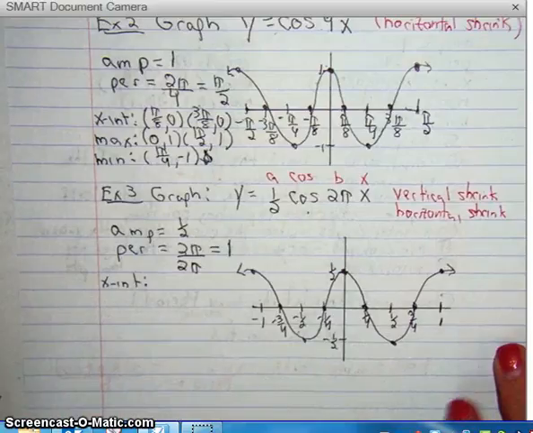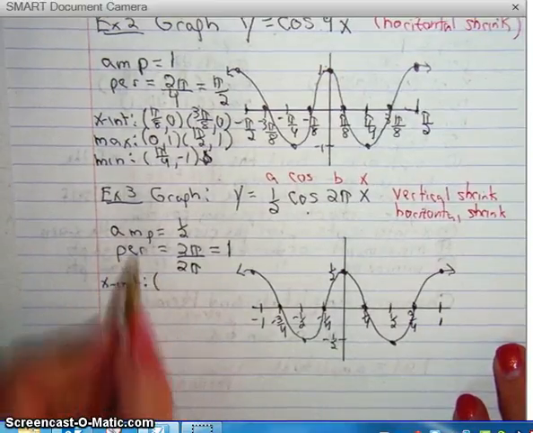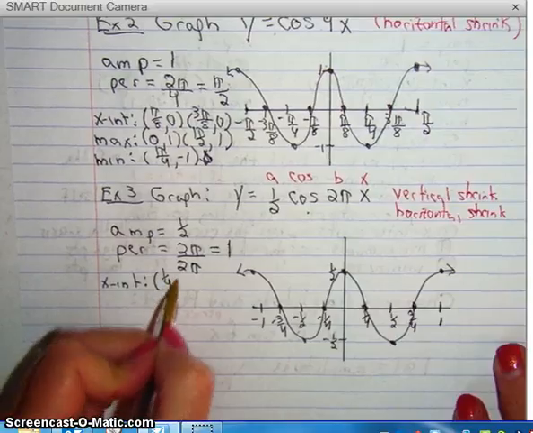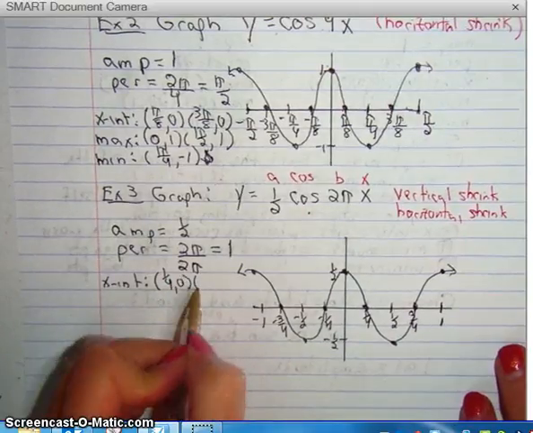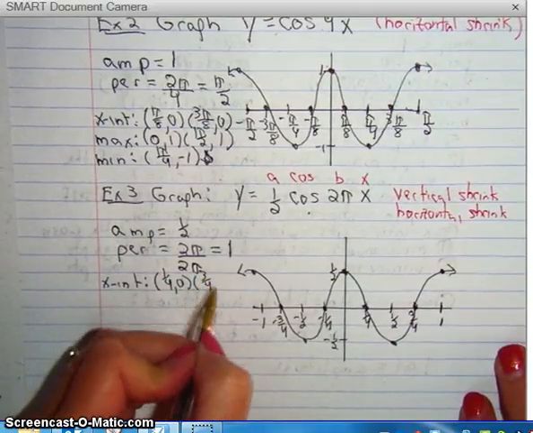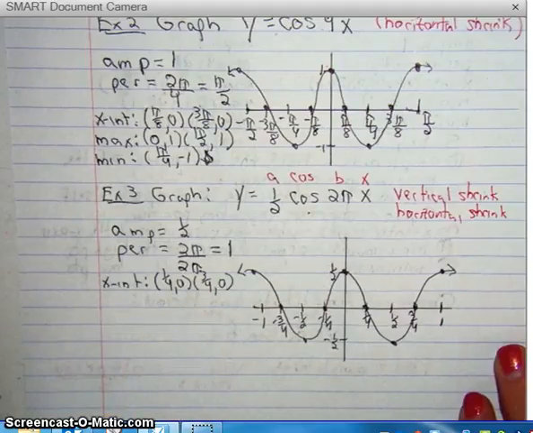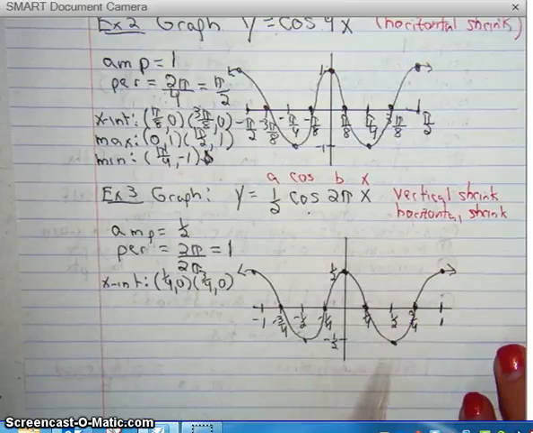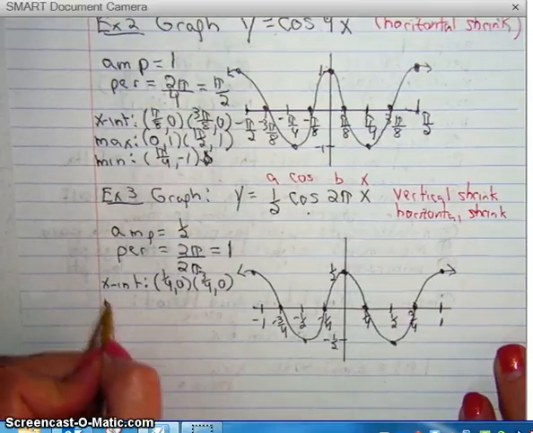X-intercepts. Christian, just on the positive side, we have 2 of them. 1/4 and 3/4. In Algebra 2, I bet you didn't write them as ordered pairs, did you? No. You just wrote like x equals 1/4 and 3/4? Okay. All right.